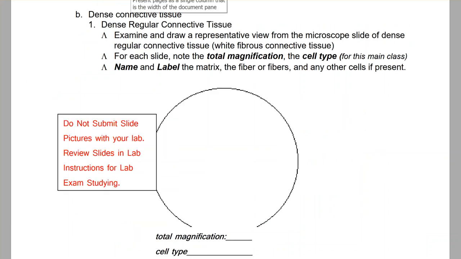The next tissues that we're going to look at are dense connective tissue. Dense connective tissue are things like your tendons and your ligaments, and also the tissue that makes up the dermis of your skin is a dense connective tissue. I'll go to the slides and we'll take a look at those.